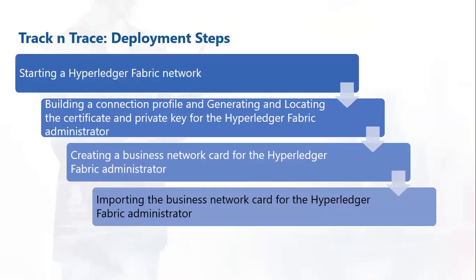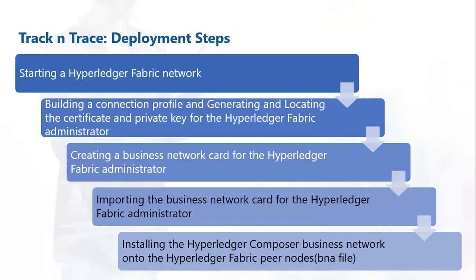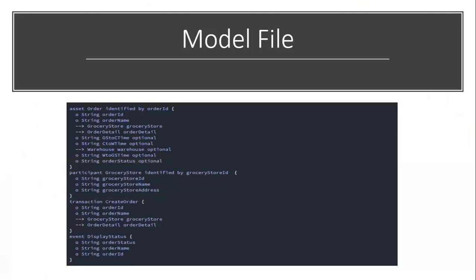Now, before proceeding further, let's pause here for a moment and look at this step in more detail. Before installing the Hyperledger Composer business network, we need to create our business network and package it into a business network archive. Let's now walk through the business network created for our use case.